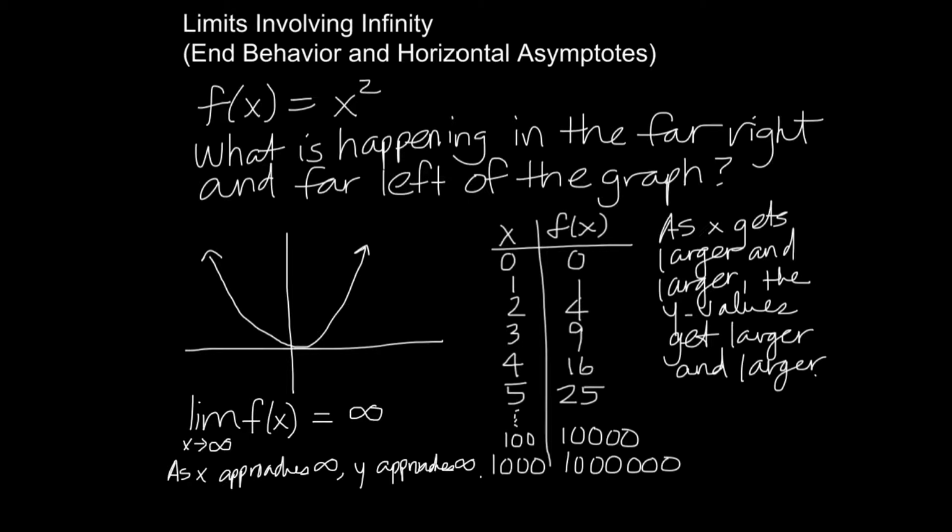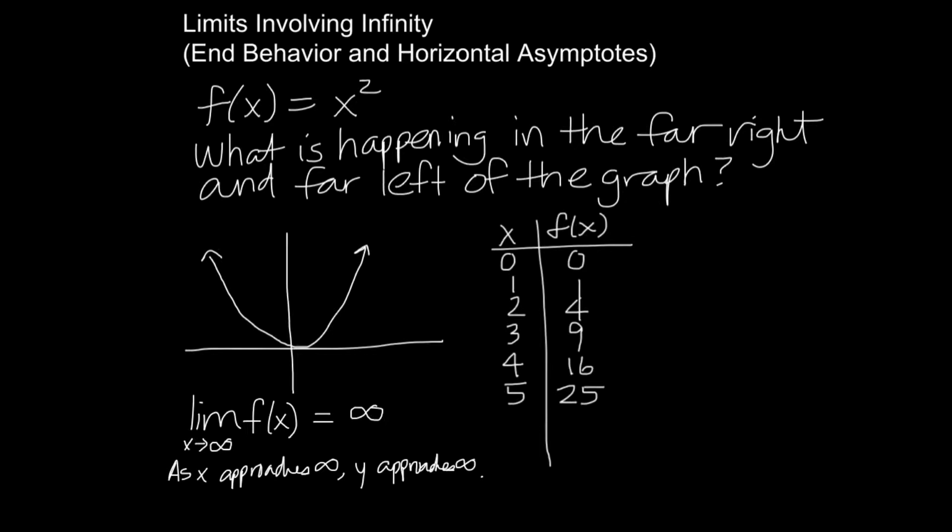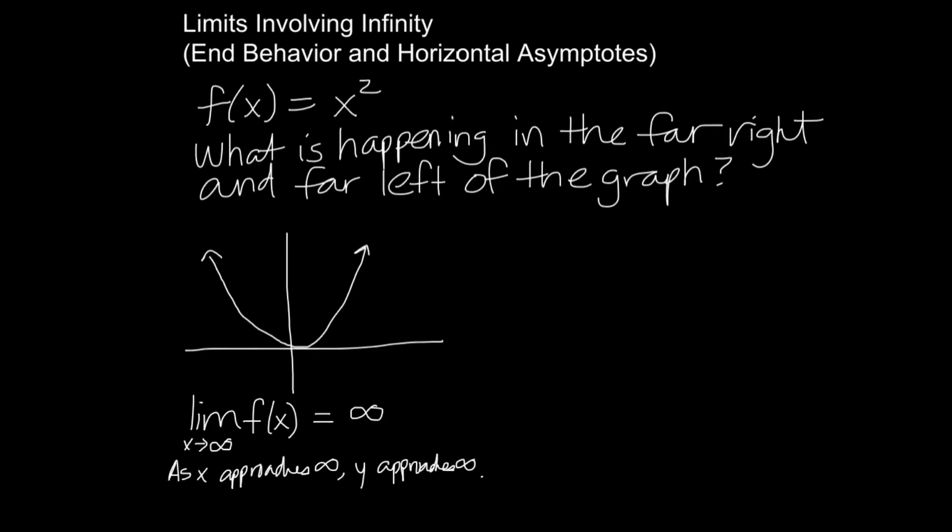Now what about on the far left of the graph? Now I'm going to get rid of this table so that there's room. What happens to the far left of this graph? Well, we can see that as x approaches negative infinity, meaning as x gets really super negative, the y values approach infinity also. So the graph is also getting higher and higher as you move from right to left.